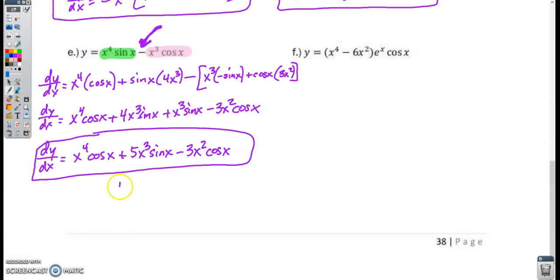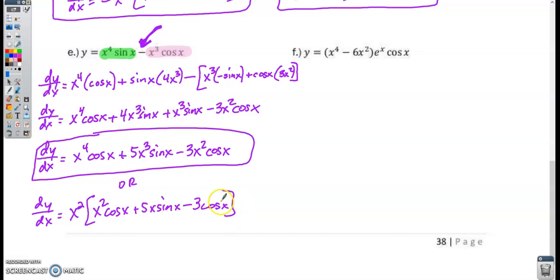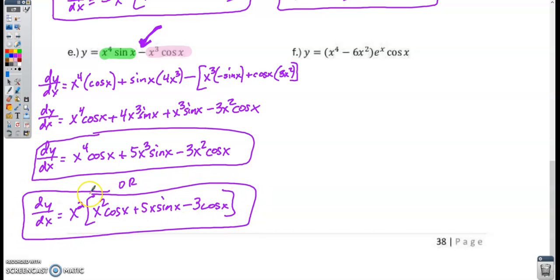I frequently have told my students over the years that factored forms of derivatives are usually best, so I would probably go ahead and factor out an x squared here, since there's an x squared in every single term. And so I think that's an even better answer than the first answer that I gave, for practical purposes, when we start to apply these derivatives later.